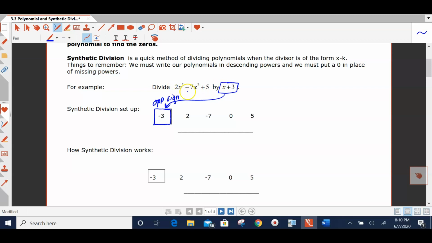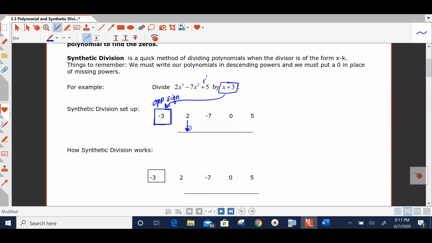When this polynomial is in descending powers, all we're going to do is write down the coefficients. A coefficient of 2, a coefficient of -7. Why do you think I need a 0 right here? Because the x to the first power was skipped, and I need to put a 0 in place of those missing terms. And then finally, I have the constant here at the end. So opposite sign for the divisor, list all the coefficients and make sure you put a 0 in place for a missing term. Now the procedure is pretty easy.